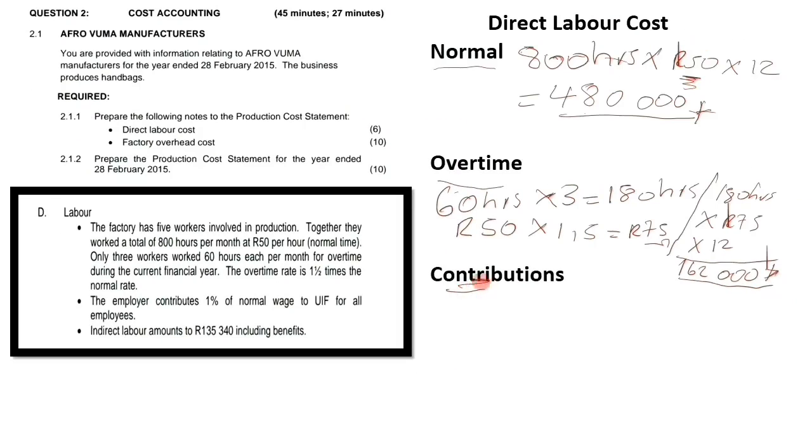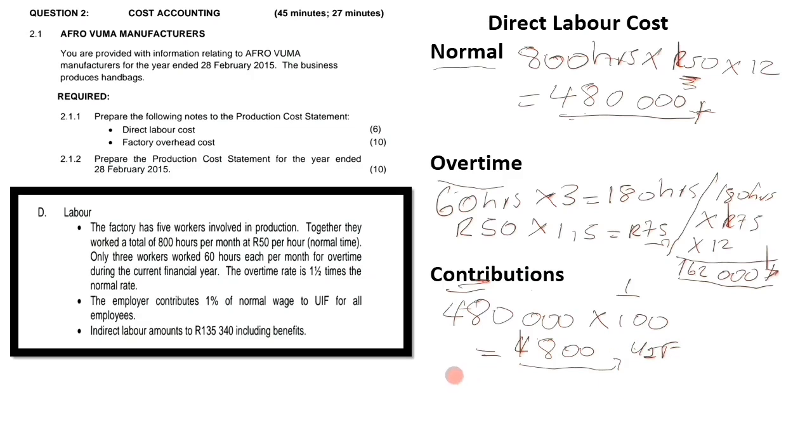We need to account for their contributions. The statement says the employer contributes 1% of the normal wage to UIF for all employees. Remember, our normal wage was 480,000, meaning only 1% of 480,000 must be contributed on behalf of UIF. So our contribution will amount to 4,800. The employer will contribute 4,800 towards your UIF.